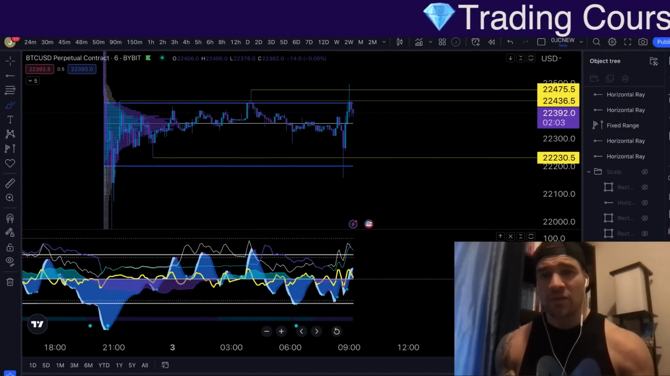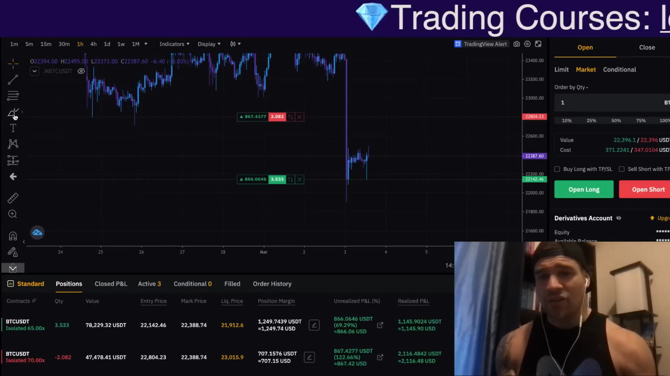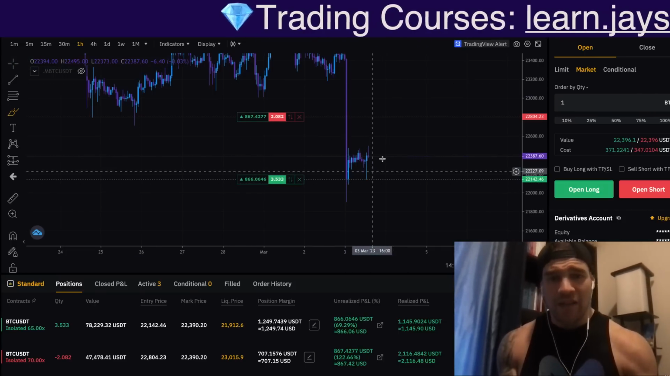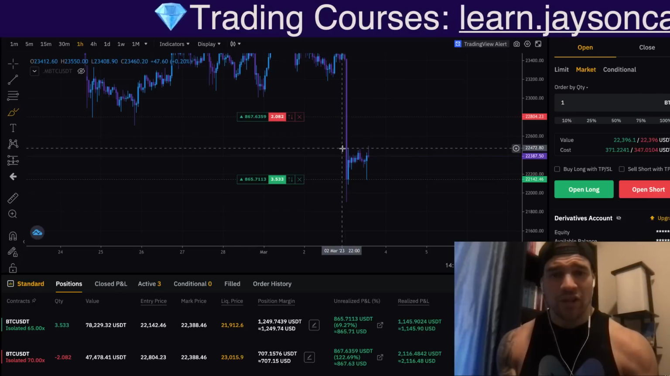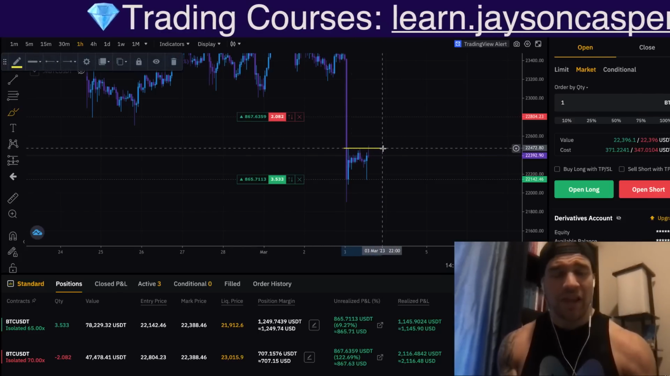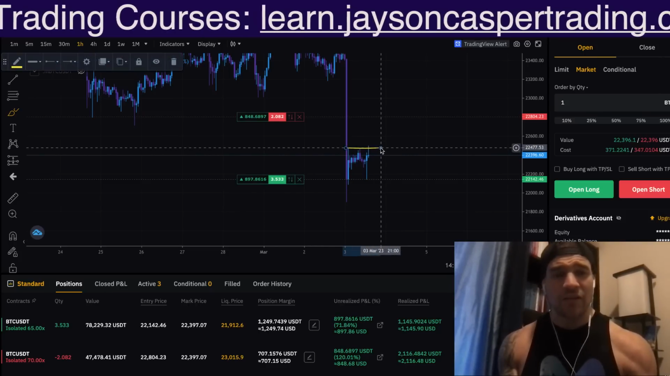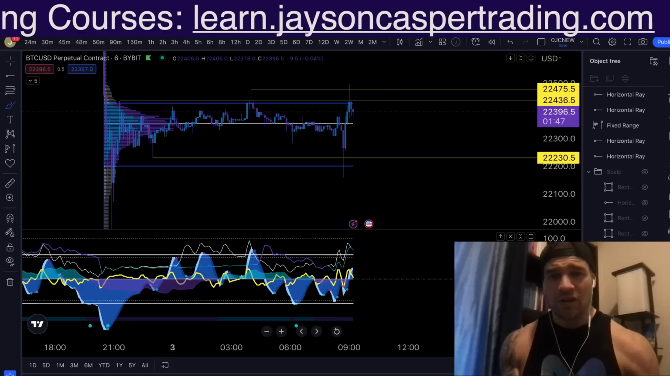So let's take a look at what's happened here. As you can see, I'm actually in a long from this wick right down here, very, very juicy. And then I've actually added a little bit to my short as we came up to here because I am short from much higher. And so I did add a little bit to it when we took out this high. And let's take a look at the chart and see what actually happened.